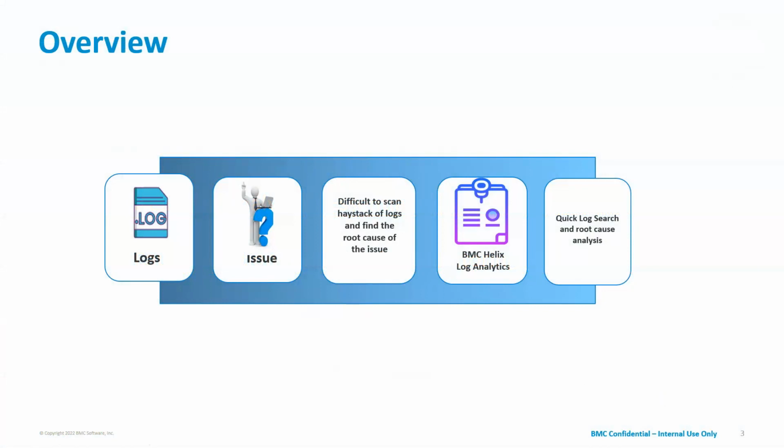BMC Helix log analytics collects logs from various sources, and that helps to analyze them to find the root cause of the issue. It also features a containerized microservice architecture which enables quick code pushes, upgrades, scalability, high availability and performance. With the intelligence of log analytics, events can be generated in BMC Helix operations management by creating an alert policy in BMC Helix log analytics whenever an issue is observed in the logs.